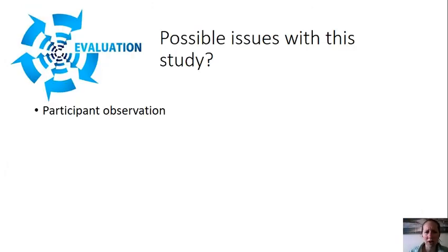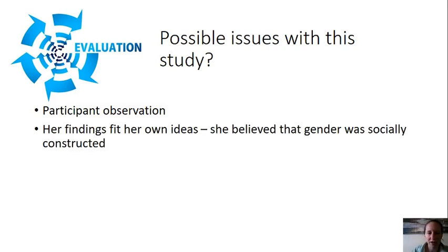Possible issues with this study: it's a participant observation, which is good because you can get lots of detail and so on, but that means that you're really involved in the research, and it can cause quite a lot of investigator bias when you take part in an observation like that. And in fact, her findings do fit her own ideas. Her belief before this study was that gender was socially constructed, and she's actually found that.